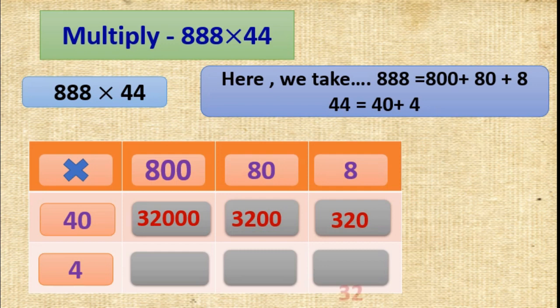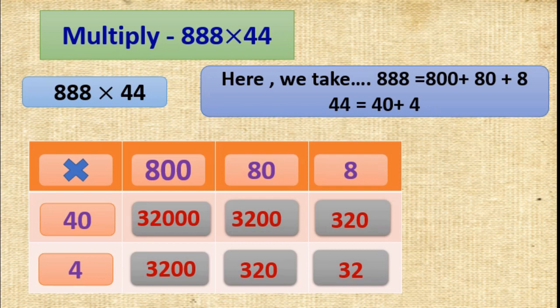Now we will move to the second row. That is, 4 8s are 32. Again 4 into 80. 4 8s are 32 and 1 zero. And here 4 into 800. 4 8s are 32 and 2 zeros. Okay? Don't hurry and don't get confused while doing this.